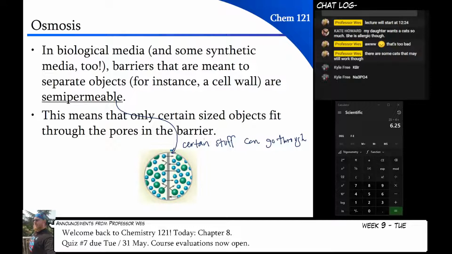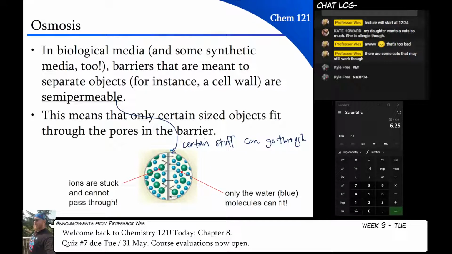So if a barrier has pores or holes in it, and those pores are of a certain size, only molecules that are smaller than that size can fit through. Any molecules that are too big or have certain properties that get repelled or interrupted by the barrier can't go through it. So in this example, these green molecules are the ions in our solution. The ions are too big, so they just bonk off of the semi-permeable membrane, and they stay on their side. Water, however, can go in any direction it wants to.